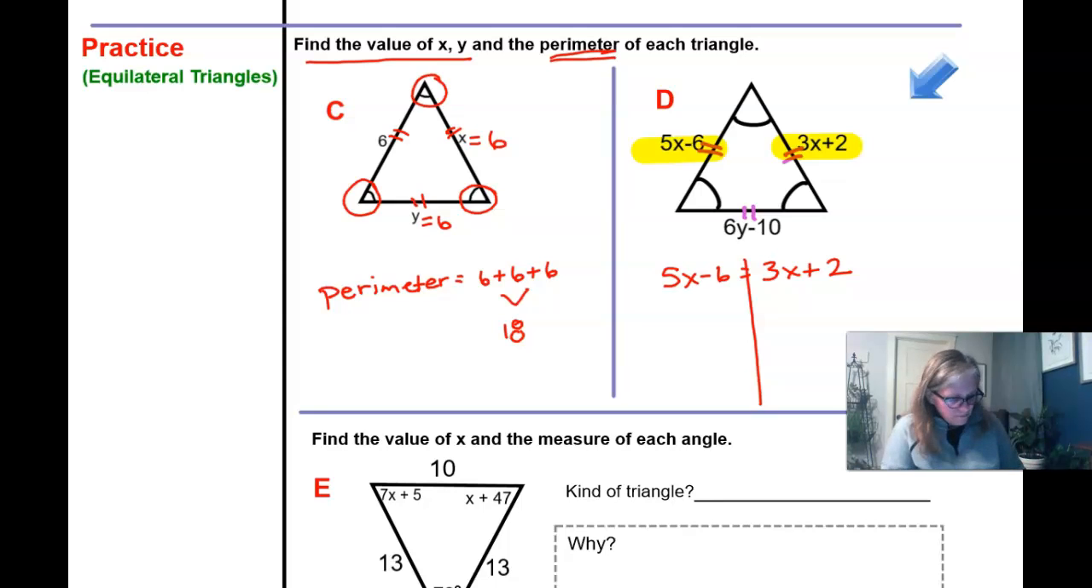Remember, we can do whatever we want. I always like to plus when I can. So I'm going to plus 6 to both sides because they have the minus there. And so I have 5x and 3x plus 8. And then I have to get the x's together, so that means that 3 is going to come back. So I'm going to minus 3x.